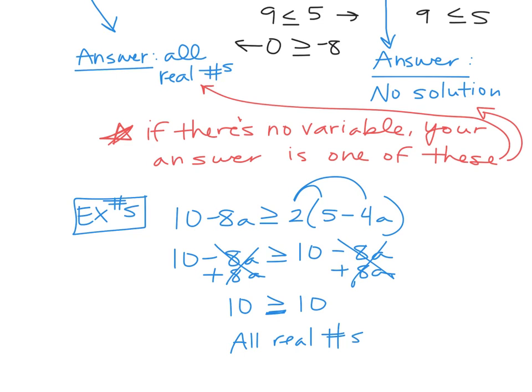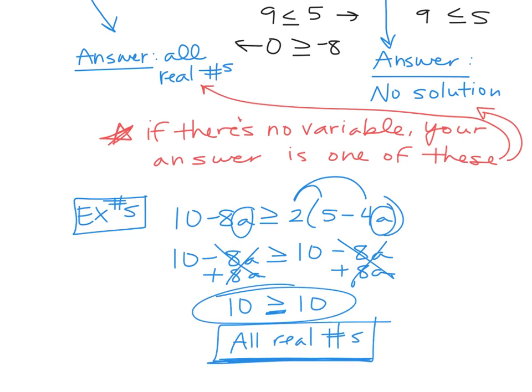Here's what that means, guys. Basically what we're saying is I can plug any number in for a and my answer will always be true. Okay, I can plug in 1 million and this will be true. I can plug in -4 and it will be true. So I can plug in any real number and I will get a true statement. Does that make sense? Okay, so if it comes out true like this, then you just say all real numbers.